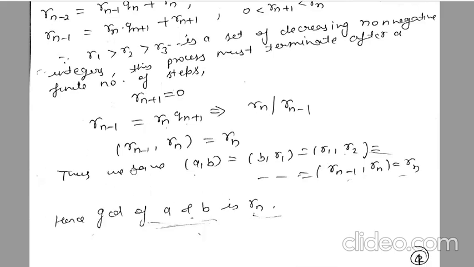That means in the last step, if we are getting Rn plus 1 is equal to 0, then our process will stop. And we have Rn minus 1 is equal to Rn into Qn plus 1. This implies Rn divides Rn minus 1. So GCD of Rn minus 1 and Rn will be Rn. So we can say that GCD of A and B is equal to GCD of B and R1, GCD of R1 and R2, and so on, GCD of Rn minus 1 and Rn is equal to Rn. Hence GCD of A and B is Rn.